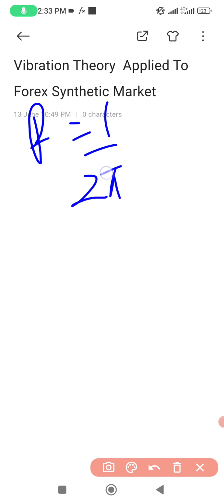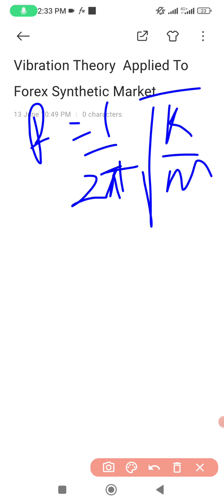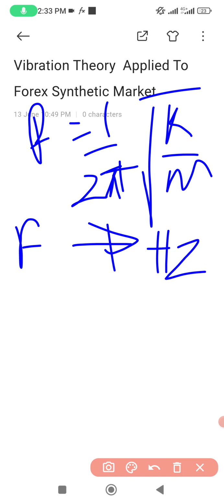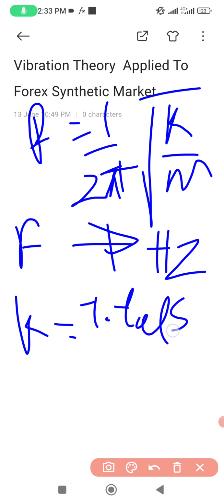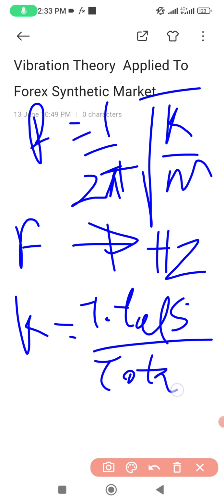F is 1/2π root k/m. The frequency is measured in per second, or hertz. The unit of frequency is what? Hertz. So what's the meaning of K? K is total support S over total resistance R. K measures the sensitivity of buyers controlling the market with respect to sellers. So if K is greater than 1, it means that buyers are higher than the sellers and the market buys.